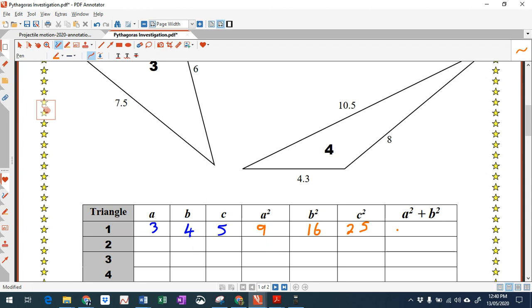And then in the final column, you've got to add A squared and B squared. A squared and B squared are these two numbers here. If you add A squared and B squared, you'll get 9 plus 16, which equals 25. Okay, so that's the first triangle done.